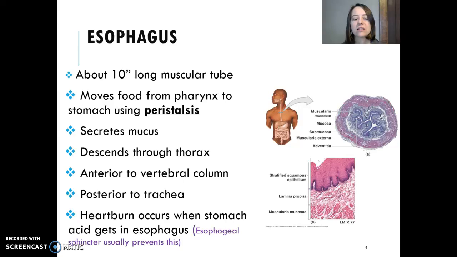Another interesting fact is heartburn occurs when stomach acid gets into the esophagus. The esophageal sphincter usually prevents this, so there is a problem with the esophageal sphincter if you have heartburn. So looking at your esophagus, it is a long muscular tube. And as you can see, this is all very muscular, and it is only open all the way when food is going down there. And there are several layers of muscle.